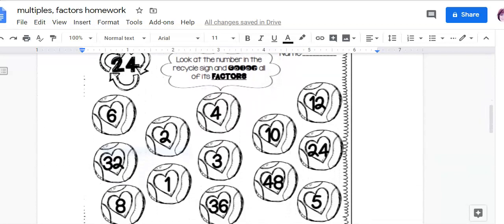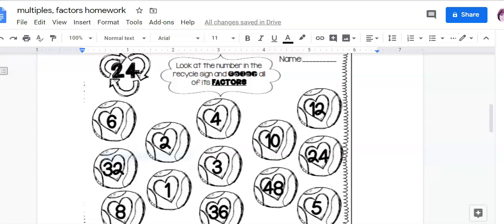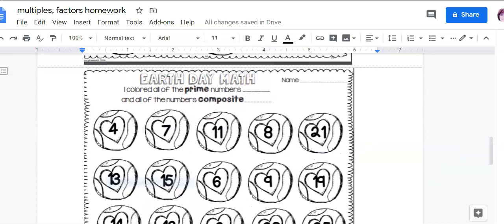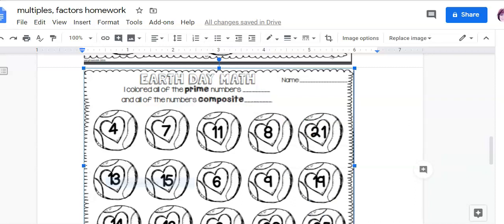And then down here, you're going to look at the number in the recycle sign and you're going to color all of its factors. Now remember, factors are the numbers that make up 24. So it's like the numbers that you can divide into 24 evenly, all right? And then you have one more sheet where you're going to color all of the prime numbers a certain color, and you're going to color all of the composite numbers another color. You're going to write in the color that you decided for each of those, okay, kiddos? And remember, prime numbers, only 1 and itself can go into it, and composite numbers, more than 2 factors, all right?